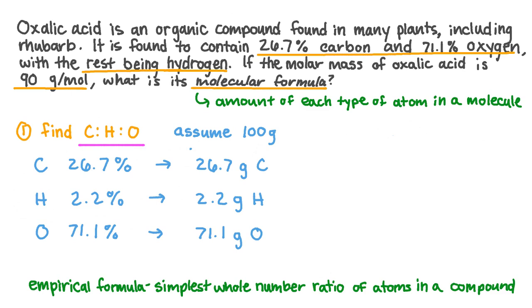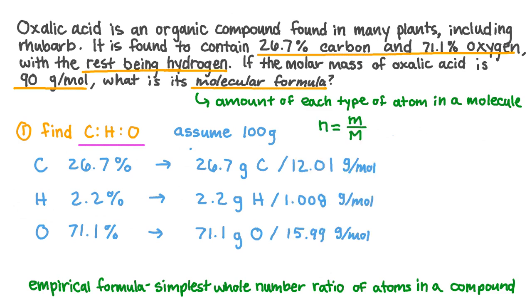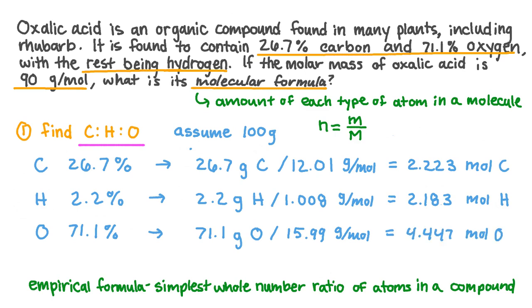So we're going to need to convert these masses into moles, which we can do by dividing each mass by the molar mass of the element. The molar mass of carbon is 12.01 grams per mole. 26.7 divided by 12.01 is 2.223. The molar mass of hydrogen is 1.008, and 2.2 divided by 1.008 gives us 2.183 moles of hydrogen. Similarly, the molar mass of oxygen is 15.99, so we have 4.447 moles of oxygen in our sample.